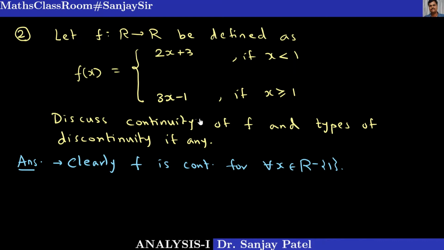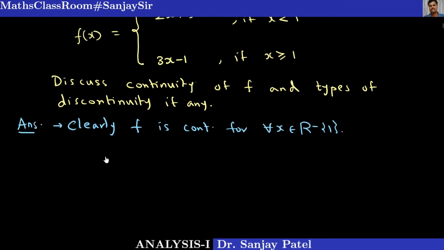In such examples, we always concentrate more on the point of difficulty or some critical point at which the function has some problem, or you can say the function is split into different formulas. So it may happen that the function curve may not be a continuous curve. For example, in this case, the function is not defined with the same formula at 1. On the left hand side of 1 it is 2x plus 3 and on the right hand side of 1 it is 3x minus 1. So first of all, let me draw the graph. Let me show you the graph of this function.